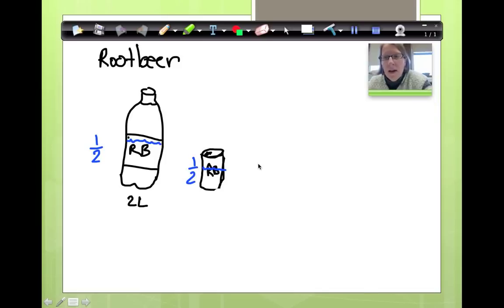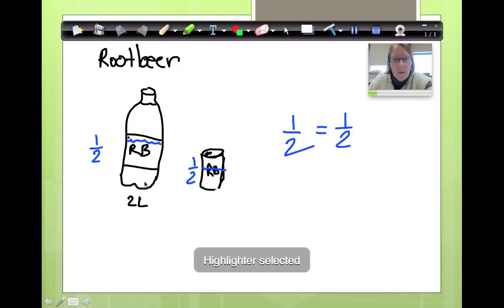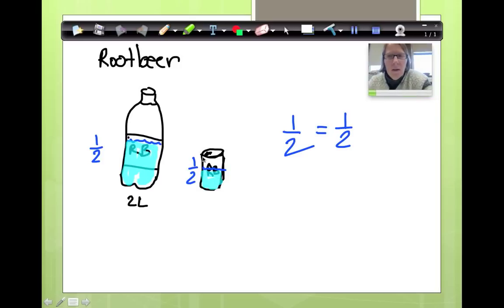Now last I checked, 1/2 equals 1/2, right? So this half right here, I'm going to shade it in, should equal this half. Is that true? Is this half equal to this half? No, they're not. Are they?